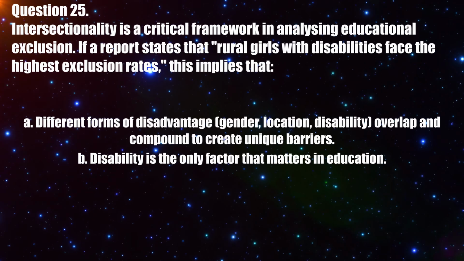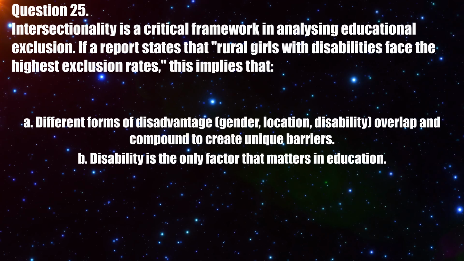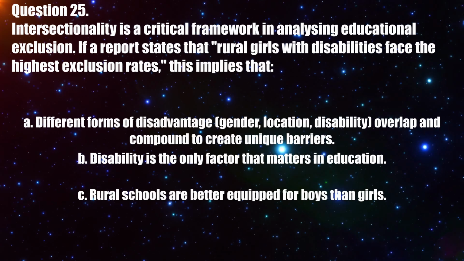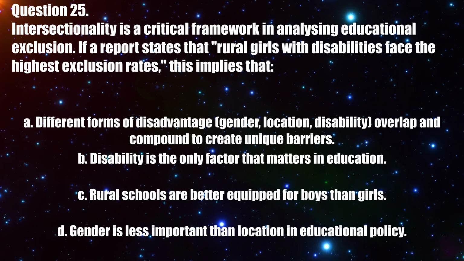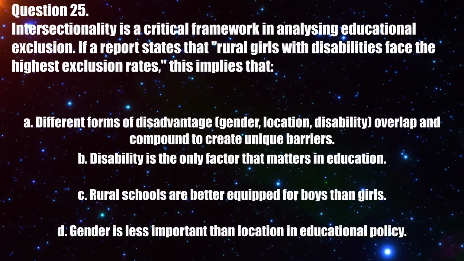B. Disability is the only factor that matters in education. C. Rural schools are better equipped for boys than girls. D. Gender is less important than location in educational policy.